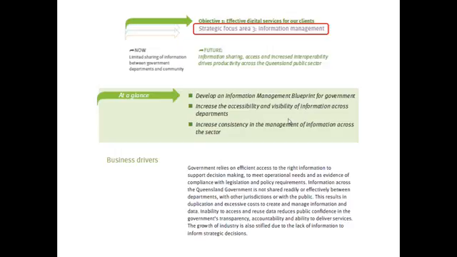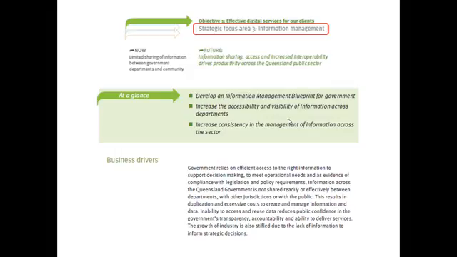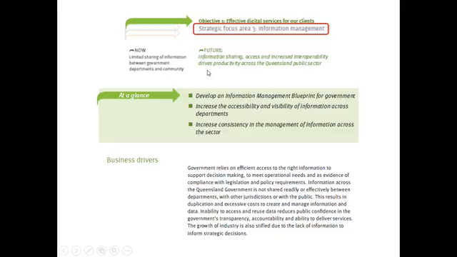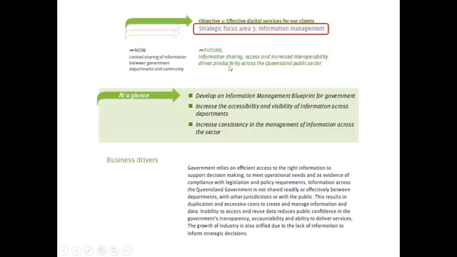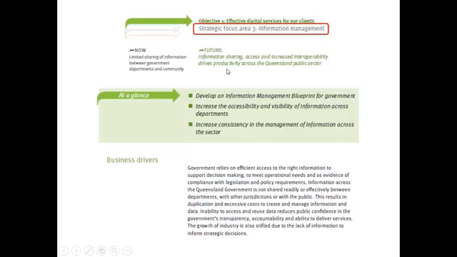So keeping in mind that this is from the Queensland government, it is their ICT strategy. In terms of their focus area in information management, where they are now is limited sharing of information between government departments and community, but where they want to go is to share the information, to have better accessibility, and to increase interoperability between themselves.